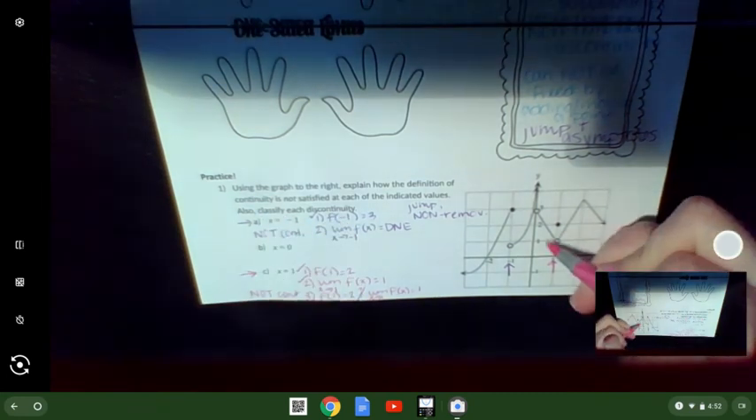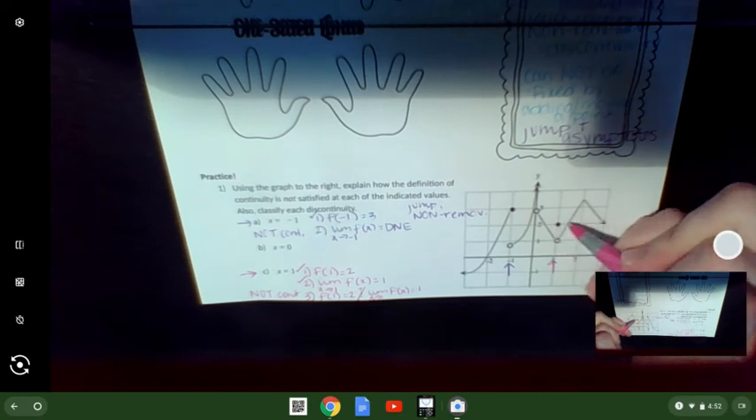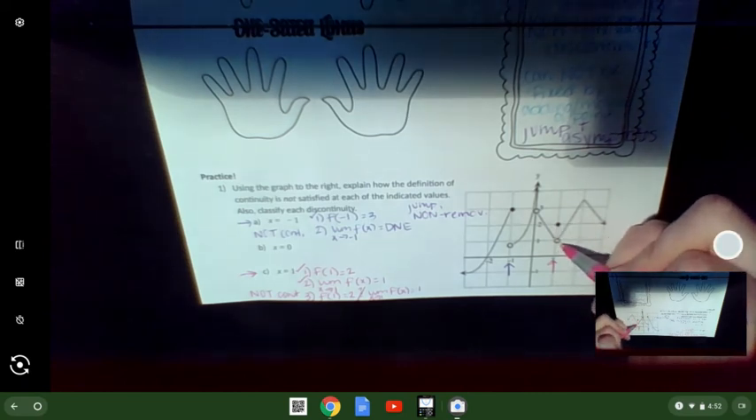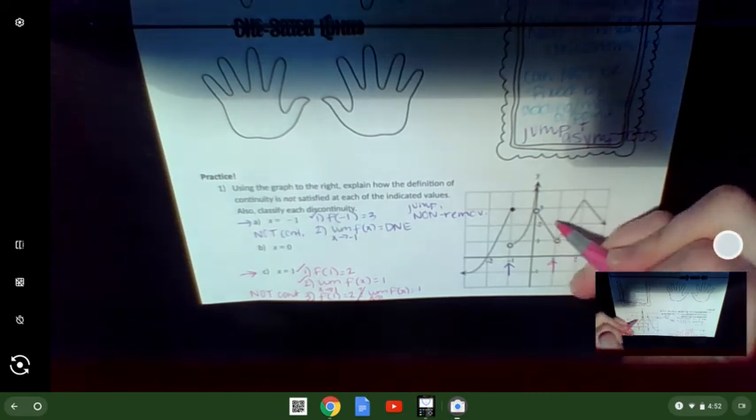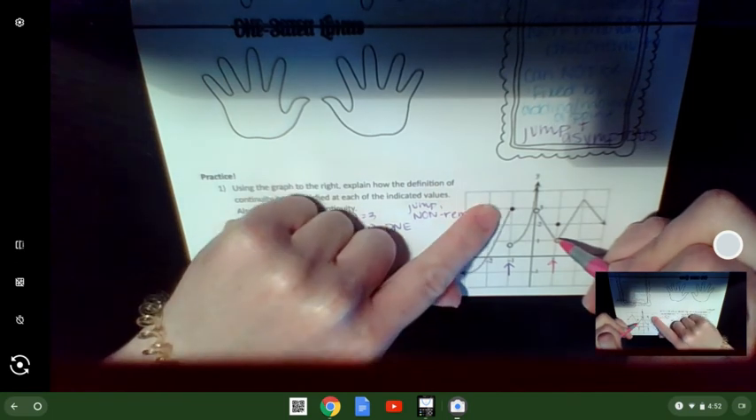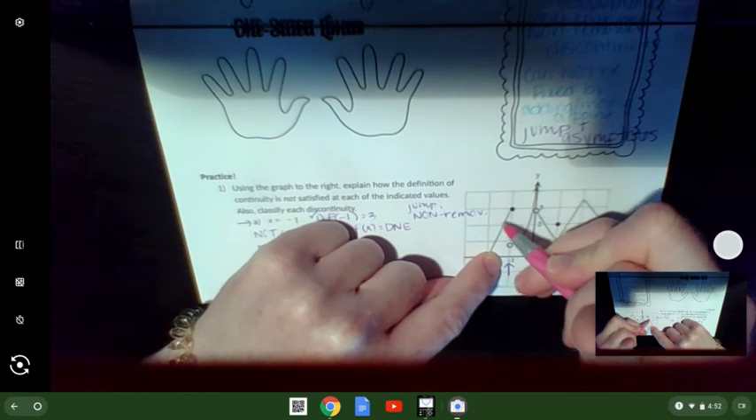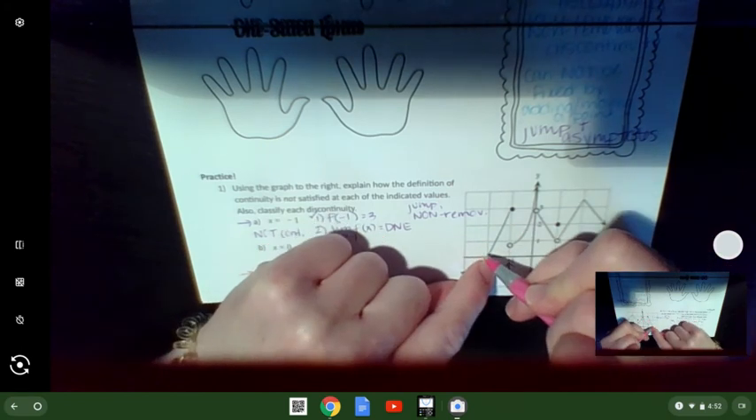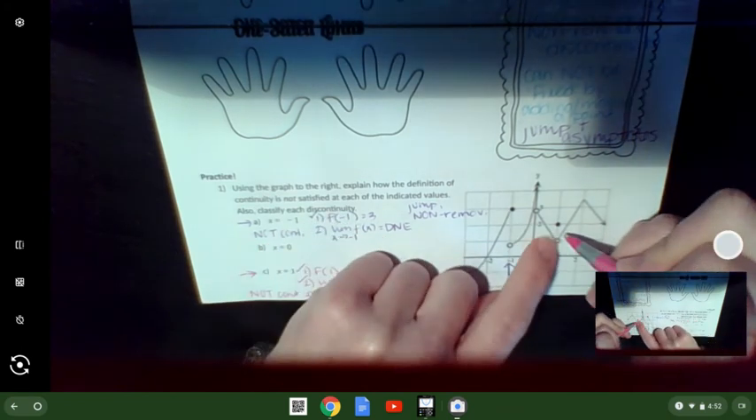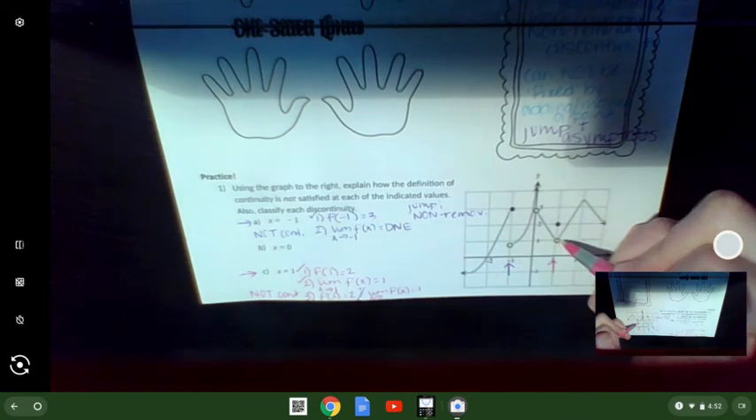So we're going to look at what's happening here. Is this a hole? Is this a jump? Or is this an asymptote? This is not obviously an asymptote. This is not considered a jump. It is not the same thing that's happening here. We don't have a big gap in our graph to get from one side of the graph to the other. Our issue just is that we have a hole.